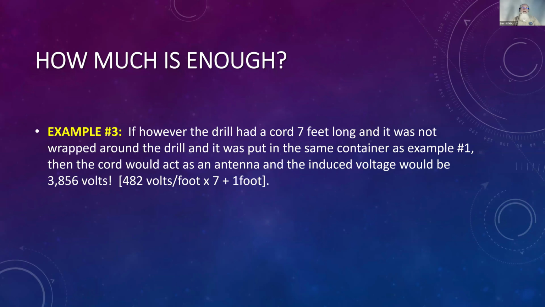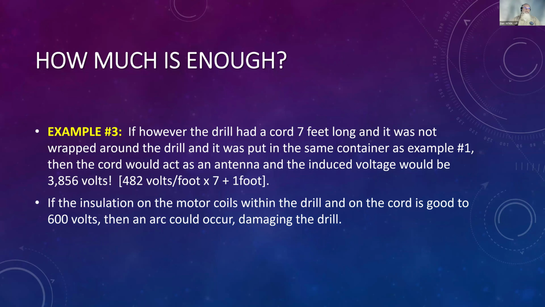Example number 3 is if the power drill had a 7-foot cord on it and it was not wrapped, then the induced voltage would be 3,800 volts, and of course you would just have a paperweight with a 7-foot cord on it. So the insulation on the motor is good for about 600 volts, like I said, but once you get past there, arcs happen and the drill is now damaged.